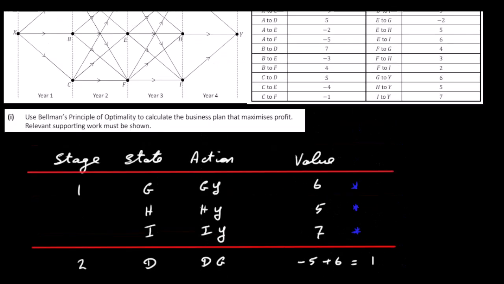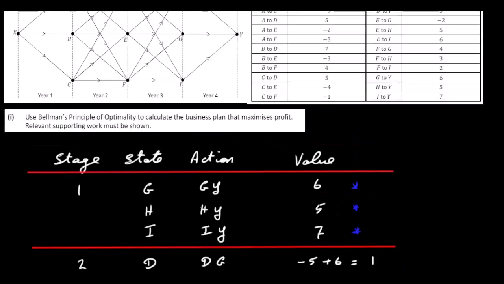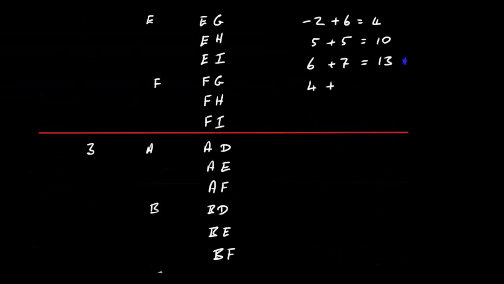F to G has a value of 4, so we're going to put 4 in here. We're going to add G, which is 6, that gives us a value of 10. F to H has a value of 3, we're going to add 5, that gives us 8. F to I has a value of 2, we're going to add 7, which is a value of 9. So I'm just going to do these a little bit quicker now. The largest one here is 10, so we star the 10.